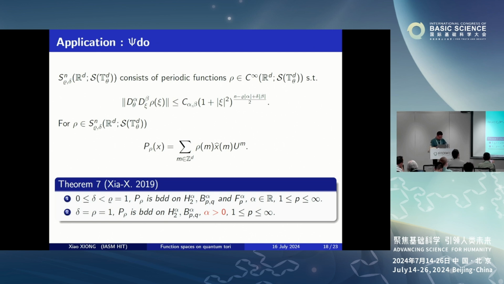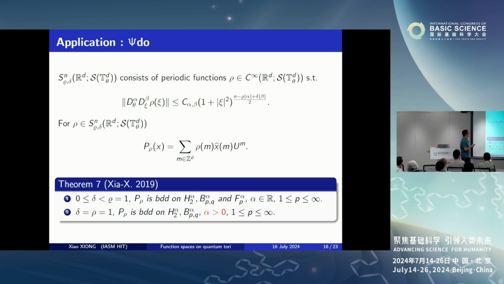So for the remaining time, I would like to give 2 applications. The first one is an application to pseudo-differential operator theory. So let me introduce a little bit the definition of pseudo-differential operator theory. Suppose that we have a very smooth function rho, and I would like to say that here we have a variable psi, which is inside the Euclidean space.